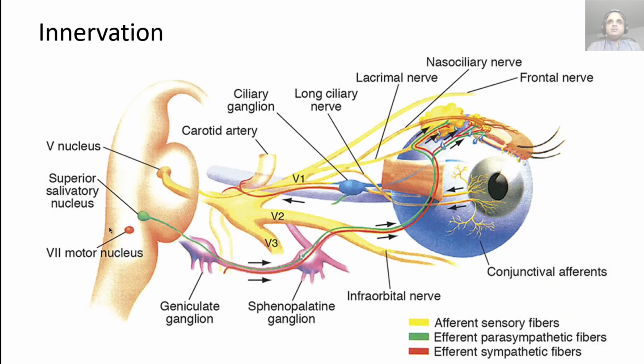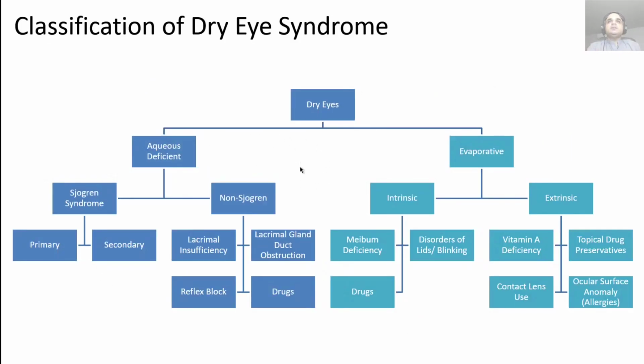This is the innervation to the lacrimal gland, the cornea, as well as the conjunctiva. The parasympathetic system increases lacrimal secretions, and if you are using parasympathetic drugs, it can potentially cause a dry eye as well. So this is a classification of dry eyes.